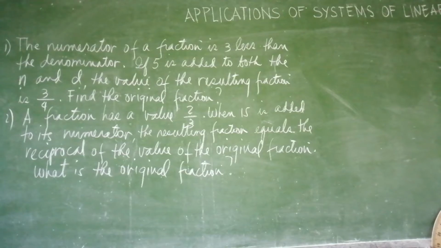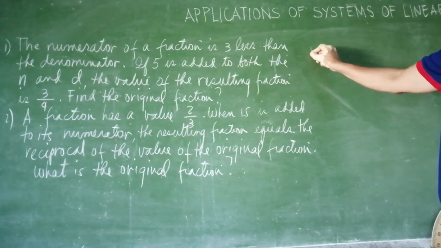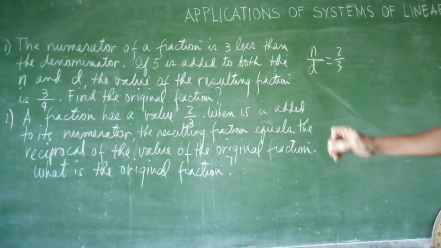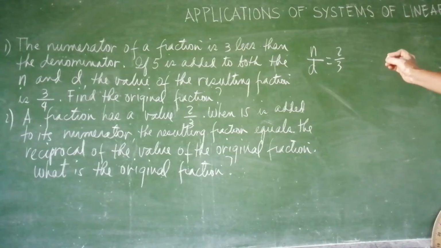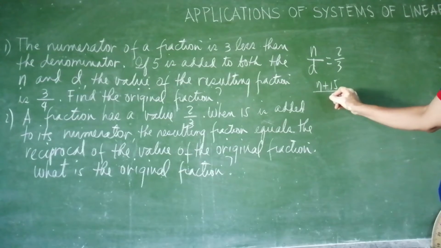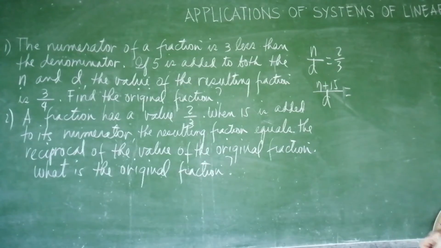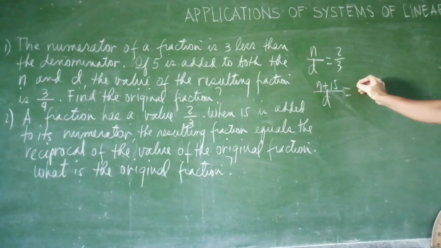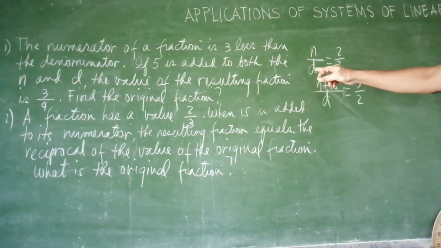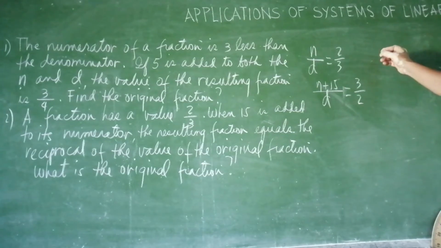Okay, it says there that a fraction has a value 2/3. So meaning to say that n over d is equal to 2 over 3. When 15 is added to its numerator, so it will become n plus 15 over d. The resulting fraction equals the reciprocal of the value of the original fraction. This is the value of the original fraction, so the reciprocal is 3 over 2. So find the original fraction.